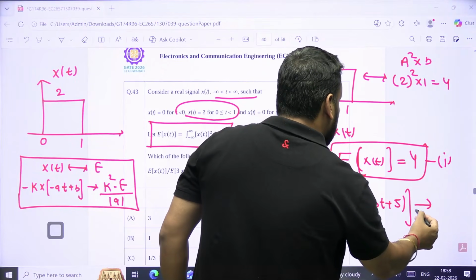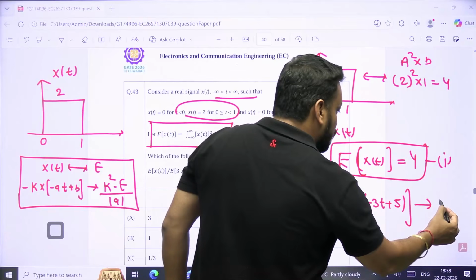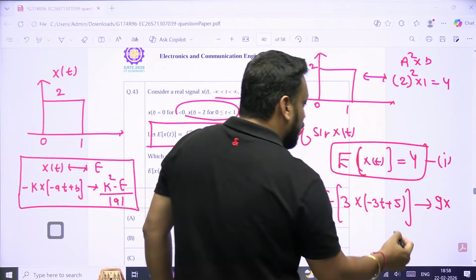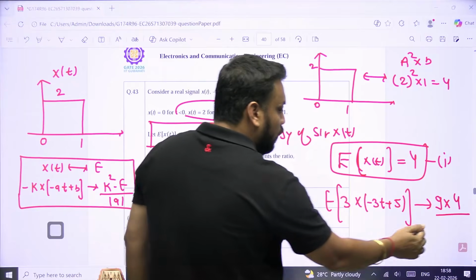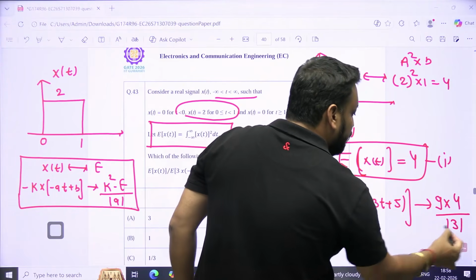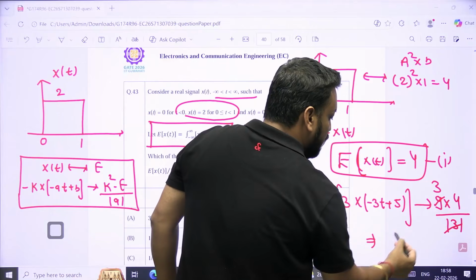Energy calculation is independent to the time shifting. So यहाँ depend करेगा 3 का whole square कितना हो जाएगा 9, and whatever the x(t) energy कितना था 4 था सर, upon mod of minus 3. So final answer will be what? So you will reply 3 3 ja 9 sir, 4 3 ja 12 sir.